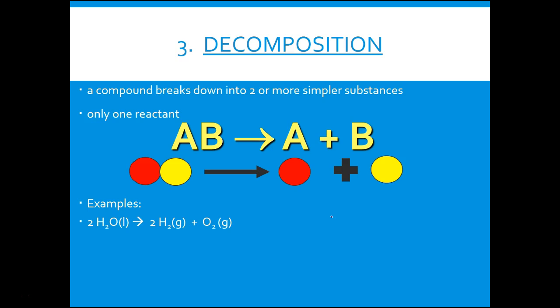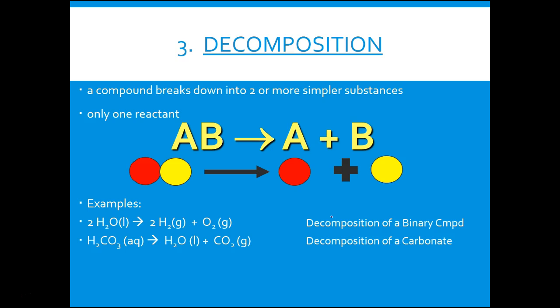Examples. Now, decompositions are a little more complicated because of what happens when they break down. So if we have water breaking down into hydrogen and oxygen, that's a decomposition of a binary compound. If you have a binary compound, the only thing it can decompose into is its elements. That makes sense, right?